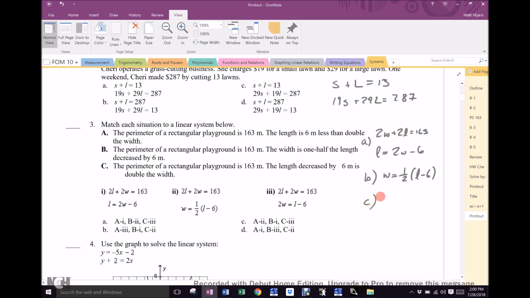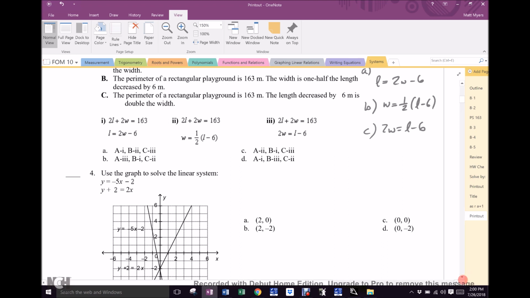And C, the length decreased by 6 is double the width. So double the width equals the length minus 6. So A matched up with 2W minus 6, which is 1. B matched up with 2, and C, so it is A.